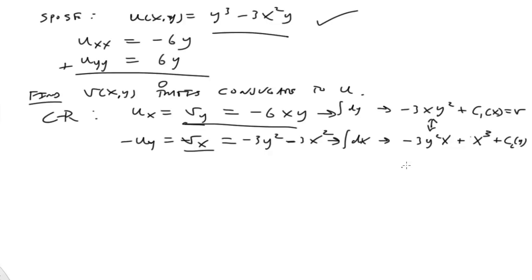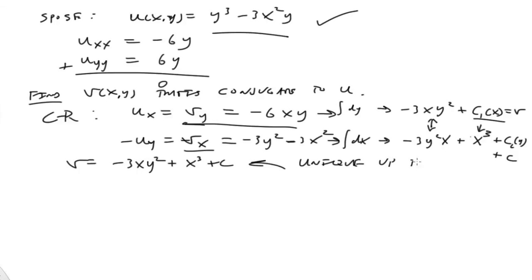And then we look for correspondence. Clearly, this function that's purely of x could be x to the third. And this other mystery function of y that doesn't seem to show up anywhere else just has to be maybe a constant. So that just becomes plus c. So what we get is that v is equal to negative 3xy squared plus x to the third plus c. So we see right here, v is always going to be unique up to a constant.